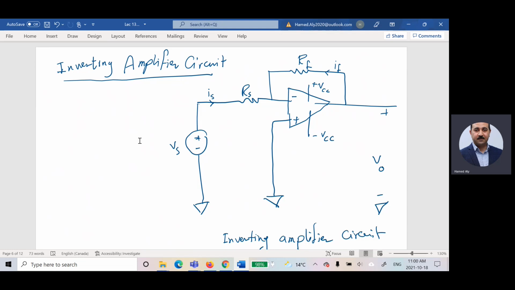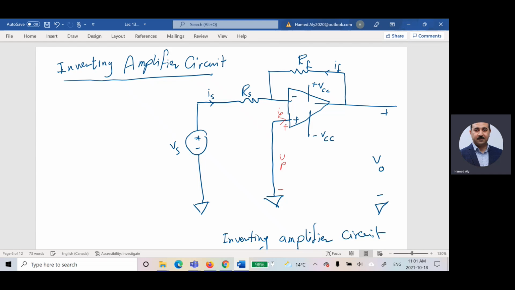Let us see. Before I start deriving the relation between the output and the input for the operational amplifier, I have to define IP and IN. What is IP and what is IN? And what is VP and what is VN? If you look at the circuit, this guy is called IP. And this voltage is called VP.